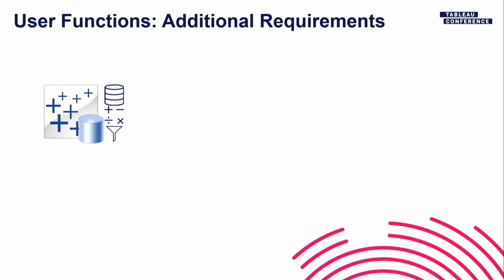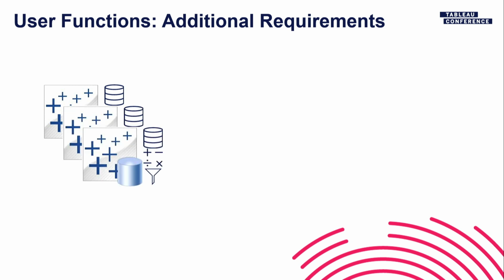So what are some other considerations when we're using user functions? One thing is, as I mentioned, you can't share these data sources that you've made with these policies in them because that would allow people to remove the security you've added. So you're probably going to have to make a lot of these. And they may have overlapping policies.